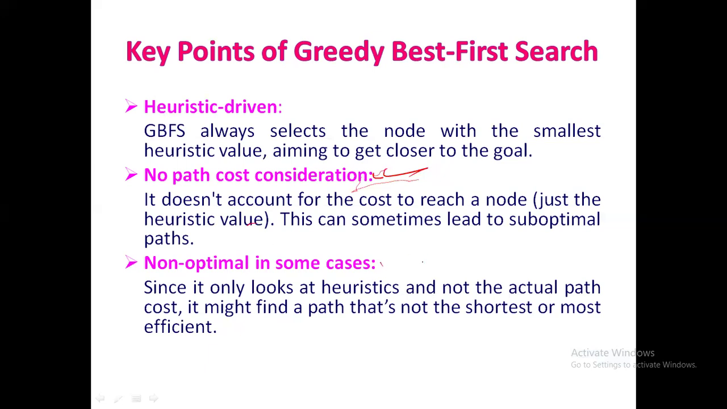And finally, non-optimal in some cases. Although greedy best first search often finds a solution quickly, it can sometimes find paths that are not the shortest or most efficient, because it ignores the real path cost and only follows the heuristic guidance, that is, the cost value of that particular node.